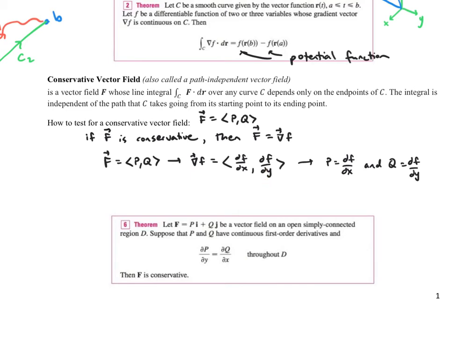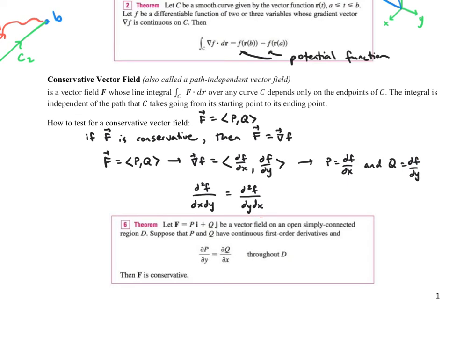Now if we were to take the second derivative of f, I'm looking at this first one here. We know that by Clairaut's theorem the second derivative, depending on the order, does not matter to us. So the second derivative of f with respect to x and then y is equal to the second derivative of f with respect to y and then x. We know that for sure.